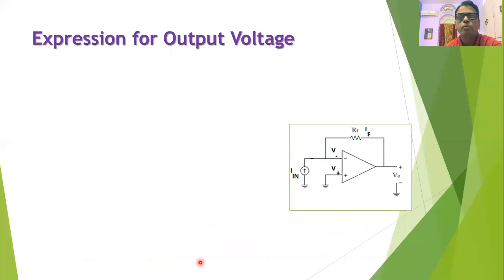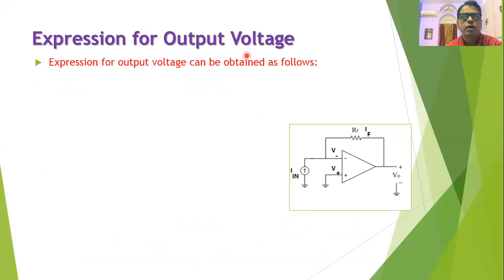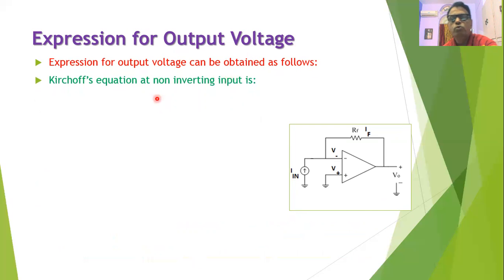Now in order to obtain the expression for the output voltage, we will analyze the given circuit. In order to analyze the given circuit, we will write the Kirchhoff's equation at the non-inverting input. We know that the non-inverting input is grounded, and therefore we can write the Kirchhoff's equation as V plus is equal to 0. That is, the voltage at the non-inverting input terminal is equal to 0.